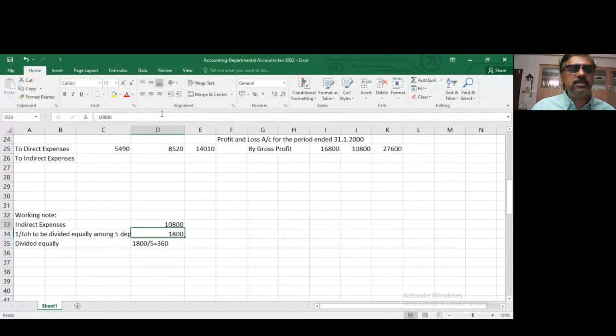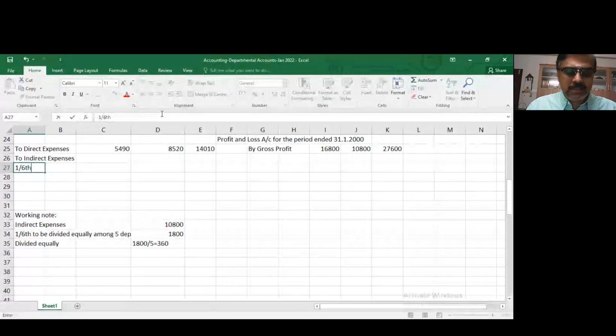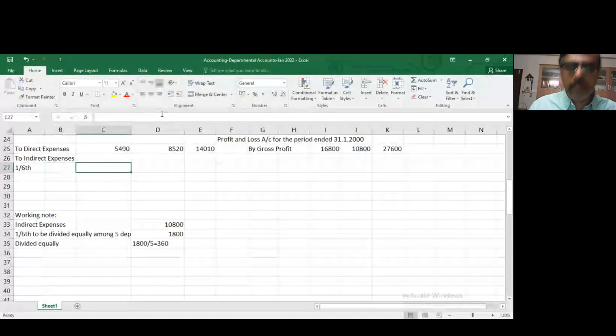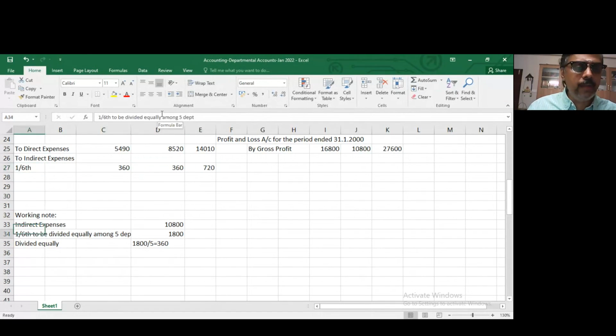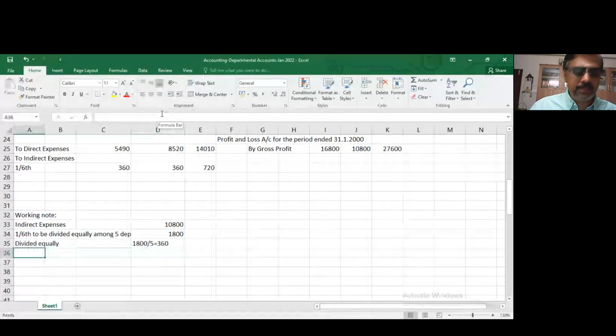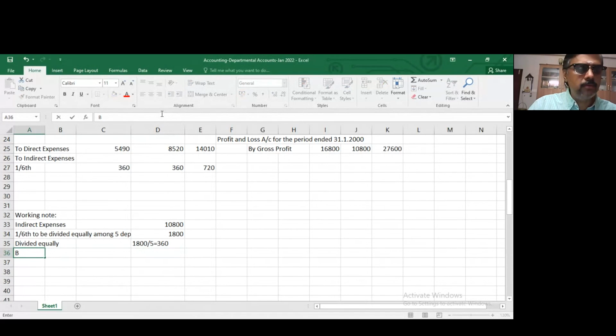So let us put that here. 360 per department, 2 parts. So 1/6 will go in for each department 360, 360, 360. 720, so it's split in 2 parts. So divided equally is this amount. So once you get this 1,800, what is the balance? Out of 10,800, you have distributed 1,800. So balance is 9,000.